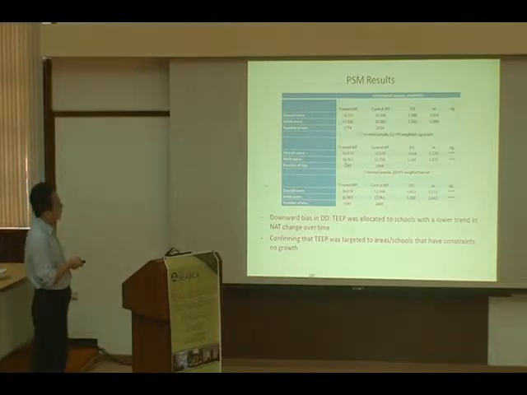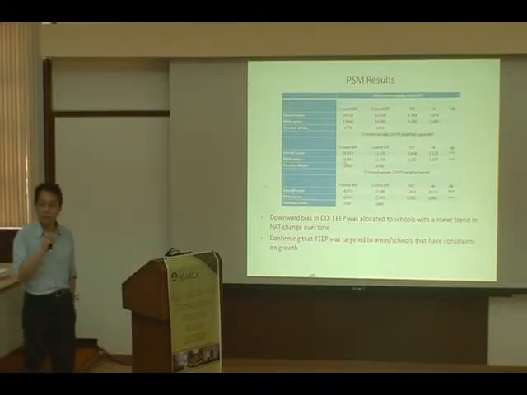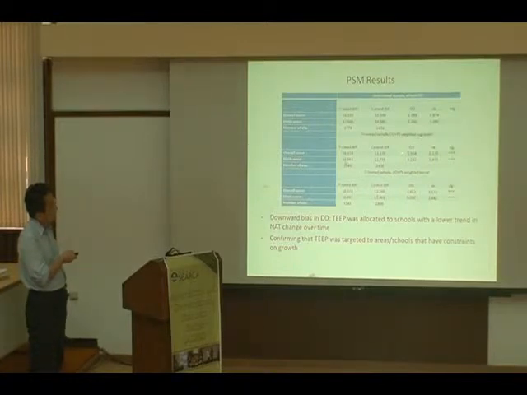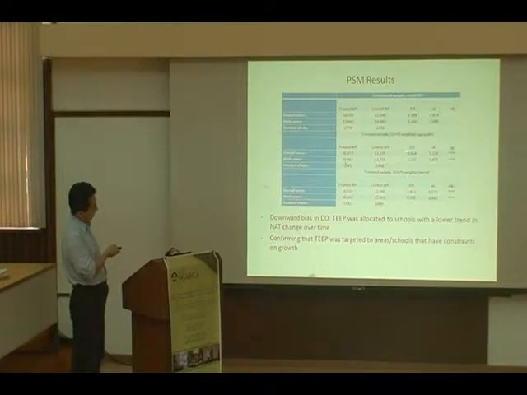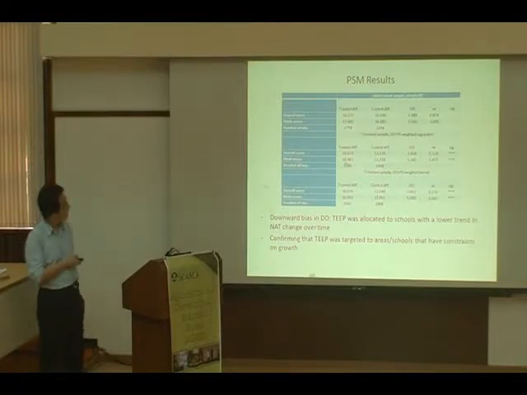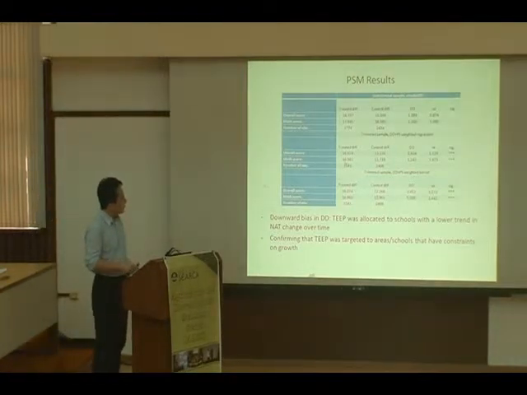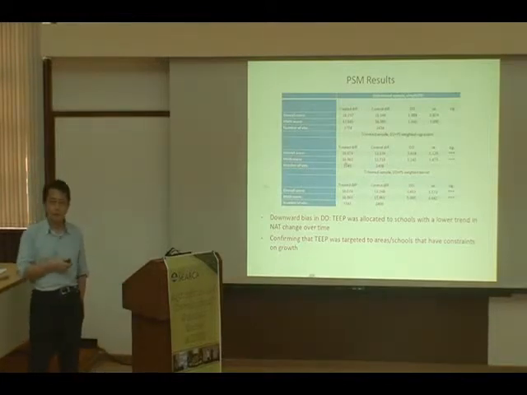But once we use propensity, the estimate became larger. This is the overall score and the mathematics score. Once we condition everything on the propensity, we get a much larger estimate: a 4-point increase in the overall score, and the mathematics score shows even higher growth, 5. In the different methods, we also get similar results here. So this is the result from the 2-year panel.